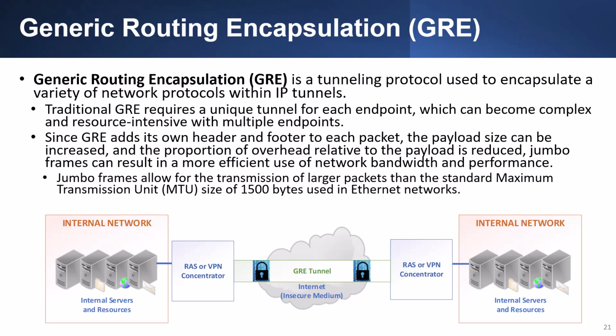Jumbo frames can result in a more efficient use of network bandwidth and performance. Jumbo frames allow for the transmission of larger packets than the standard maximum transmission unit, or MTU size, of 1500 bytes used in Ethernet networks.